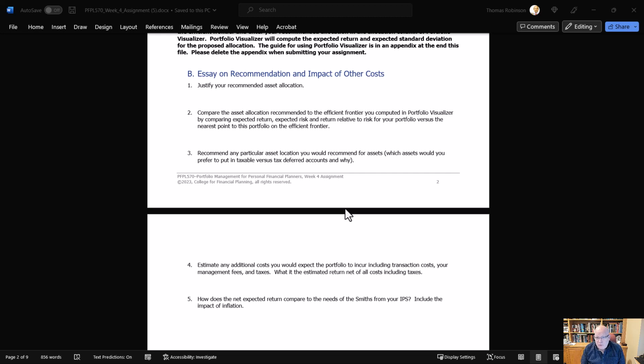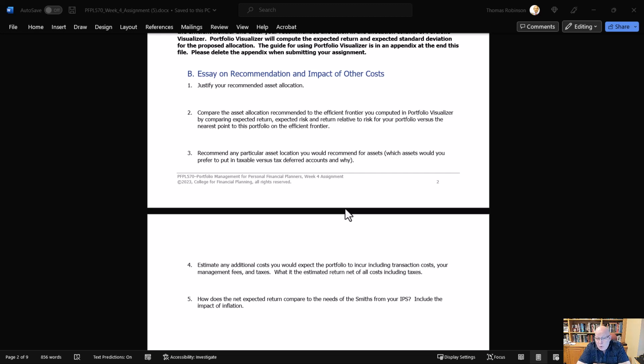You don't have to feel constrained by what the Smiths are currently holding. You're coming up with your recommended asset allocation, assuming you have a blank slate, based upon their IPS and the work that you've done on returns. And then you're going to say, okay, just in general, this particular asset class I would put in the taxable account or the tax-deferred account, and why.